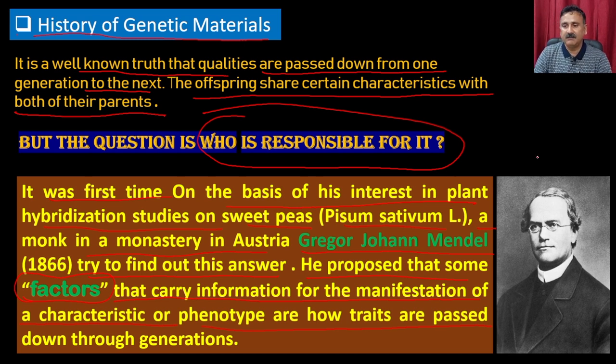Since he gave the clue about this particular factor, and he said that this factor could be dominant and recessive factors and so on, and all these laws of genetics you might have studied in some of the textbooks. So then people started identifying this particular factor.